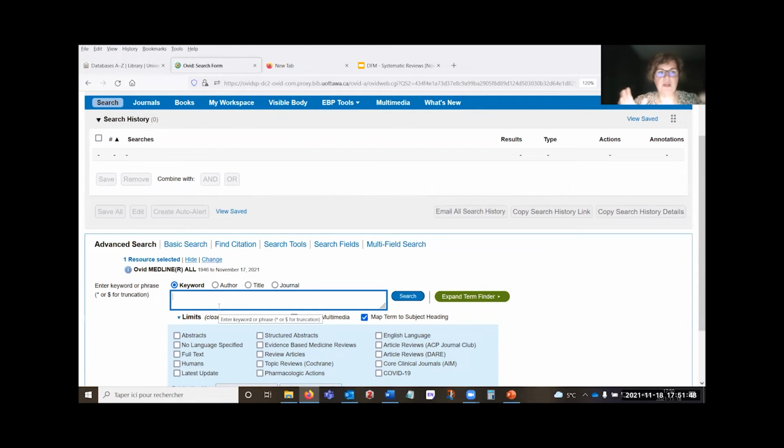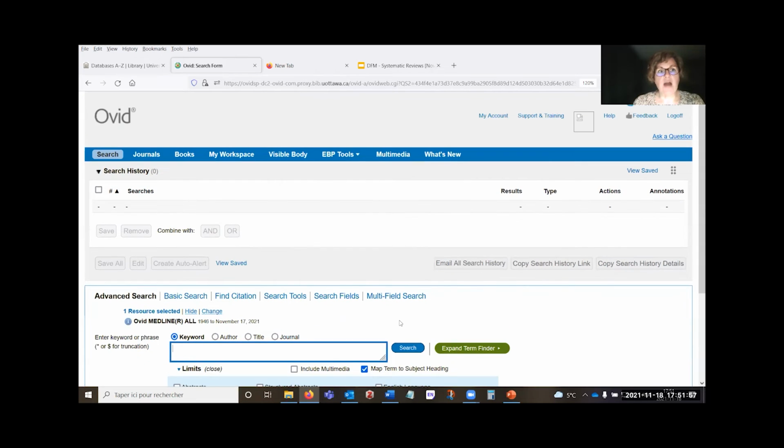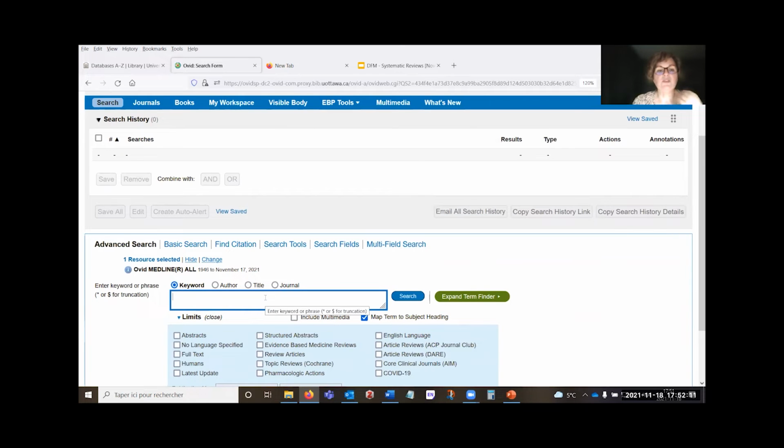There are a few other reasons, but the main reason I prefer the Ovid interface is that the other databases I mentioned are either also on Ovid or have platforms with all the same principles of what I will be showing you today, or at least they look quite similar. So let's get started. Whenever you type something here, it needs to be one concept at a time. You cannot do a search like Google, with a phrase or a sentence. It's not going to work, and it's not recommended for systematic reviews.